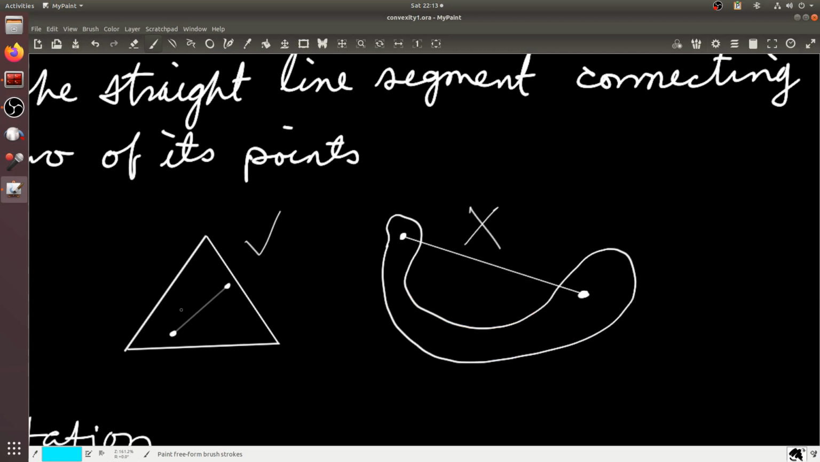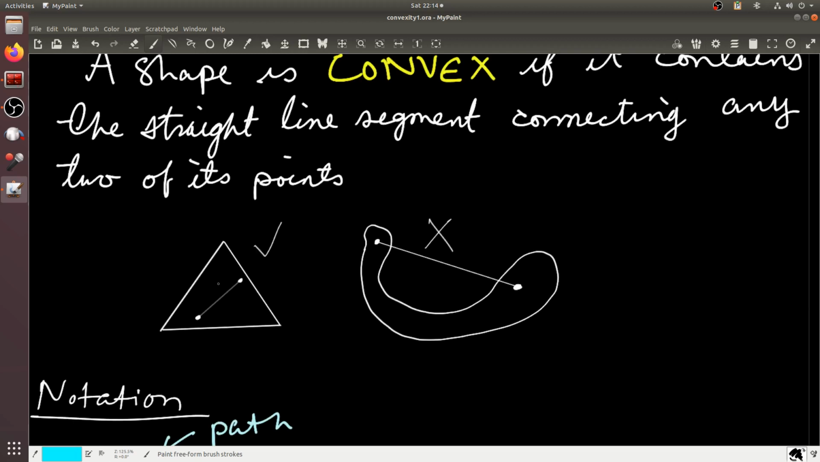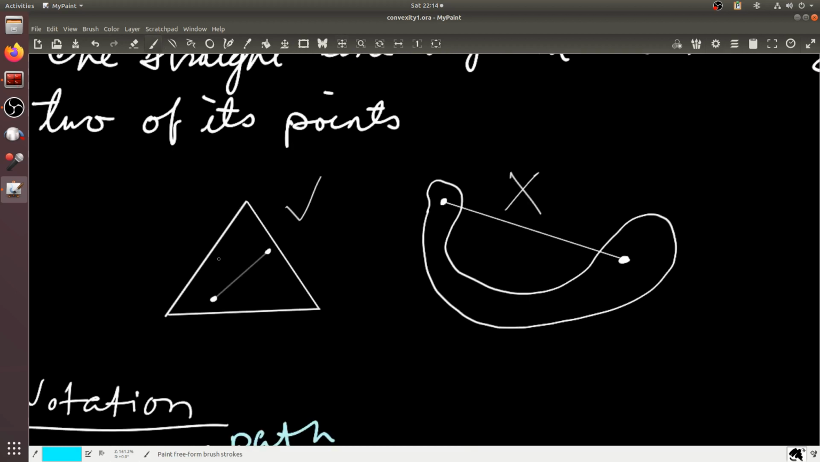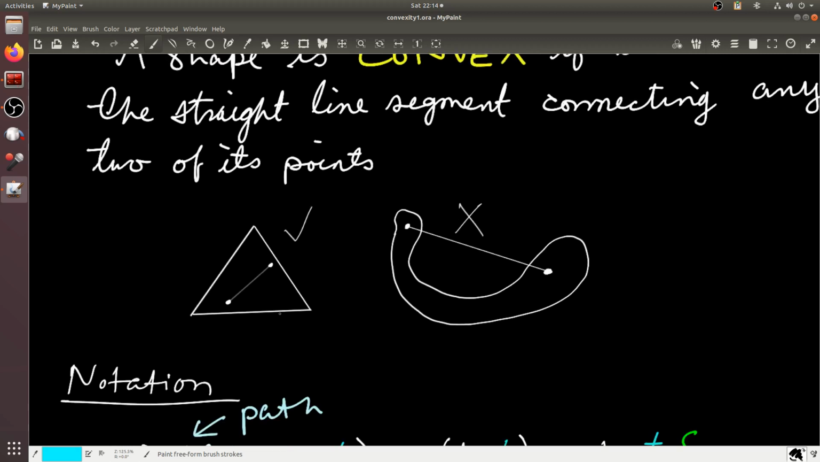Anyway, this triangle is convex. This weird banana shape is not convex because I can take two points, draw the straight line between them, and it leaves the shape. There are no two points in this triangle where if I draw the straight line between them, it leaves the triangle. And in this video, when I draw a shape, I mean both the boundary and the interior.